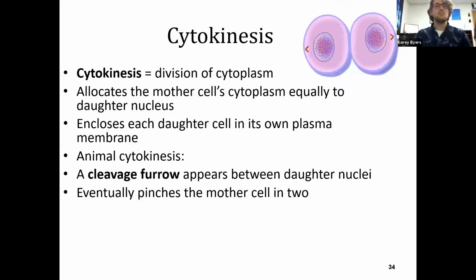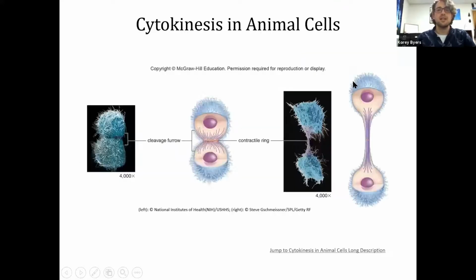To divide the cell completely, we have to go through cytokinesis, the division of the cytoplasm. In animal cells, a cleavage furrow forms where these proteins squeeze the middle of the cell, growing tighter and tighter like squeezing a lasso, until that ring, that contractile ring of proteins, squeezes the cytoplasm in two.